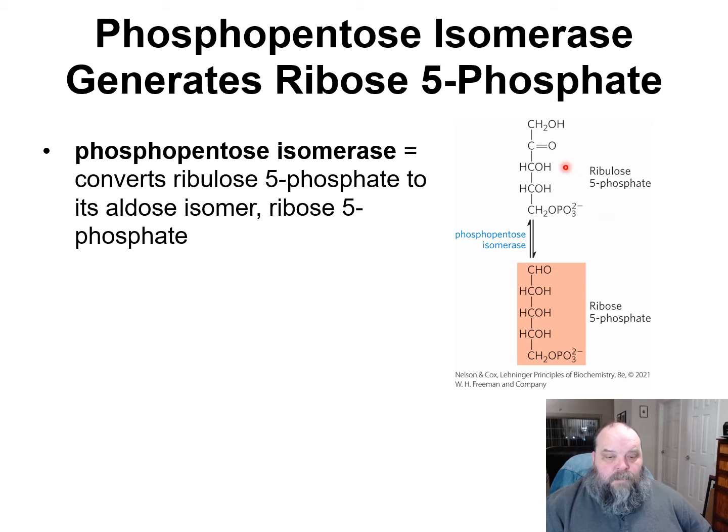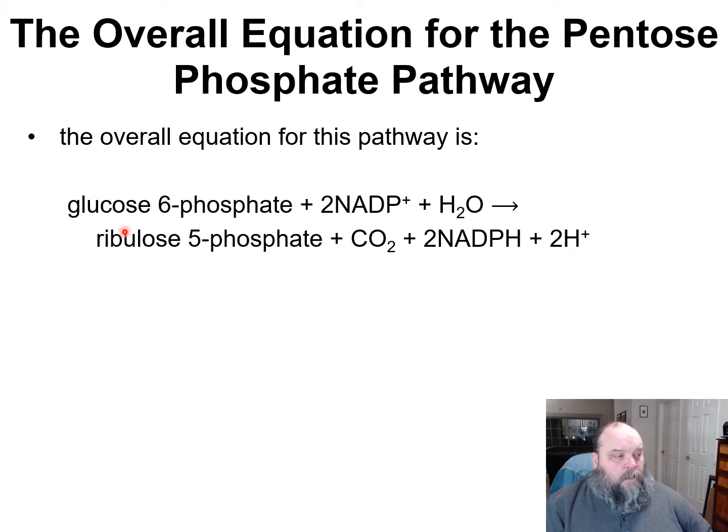And then when it comes down to it, ribulose 5-phosphate, ribose 5-phosphate, basically who's got a hydroxyl, who's got a carbonyl, which is why we have an isomerase and go back and forth, back and forth. So overall, glucose 6-phosphate plus 2 NADP plus some water yields ribulose 5-phosphate, carbon dioxide, because remember we're going from a 6 to a 5 carbon, 2 NADPH, and some free electrons.